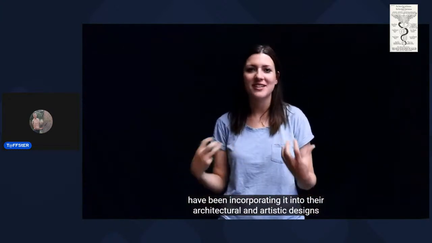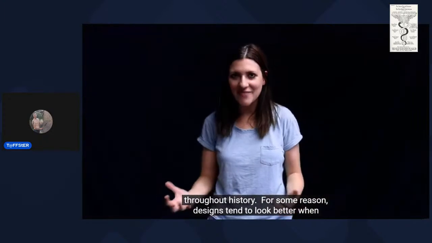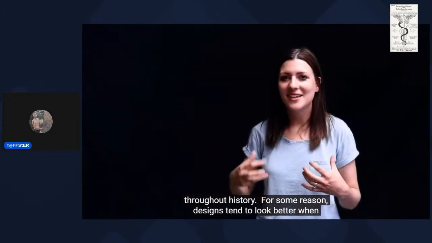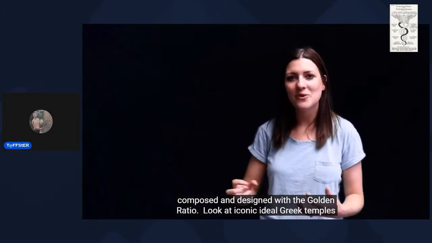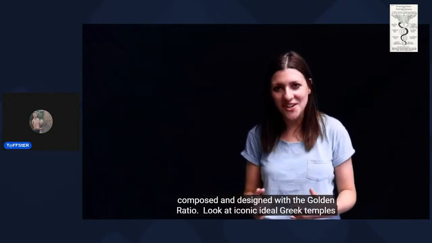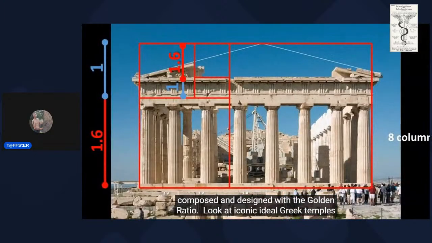So scientists, mathematicians, and artisans have been aware of the golden ratio and have been incorporating it into their architectural and artistic designs throughout history. For some reason, designs tend to look better when composed and designed with the golden ratio. Look at iconic ideal Greek temples like the Parthenon in Athens. You can see that they use the ratio again and again.